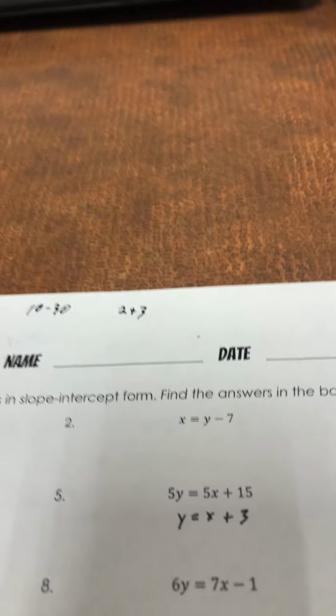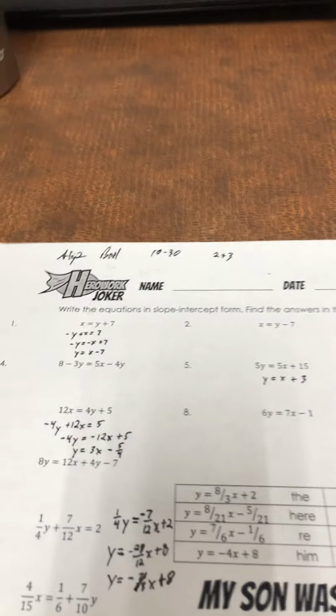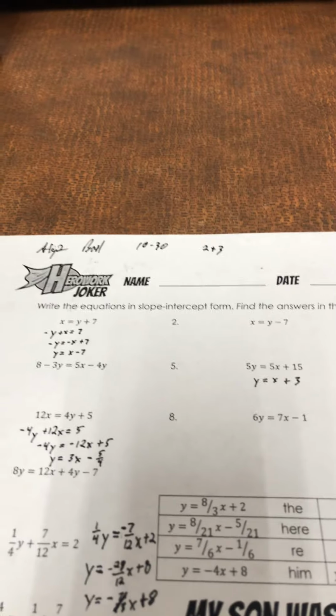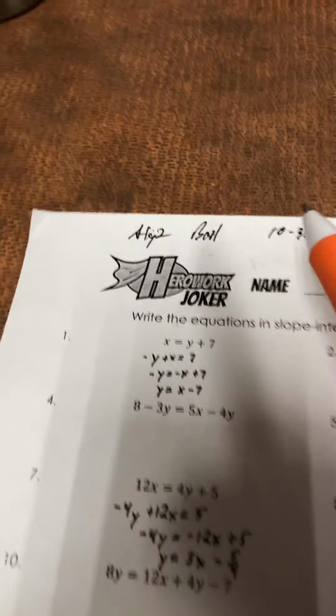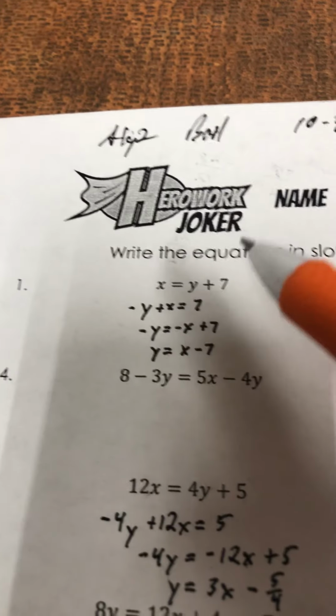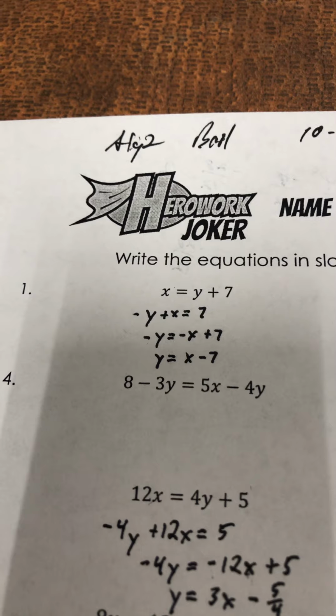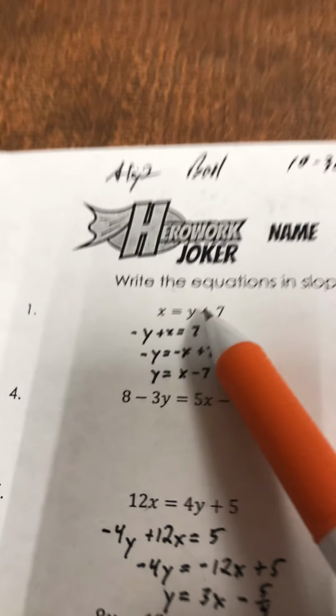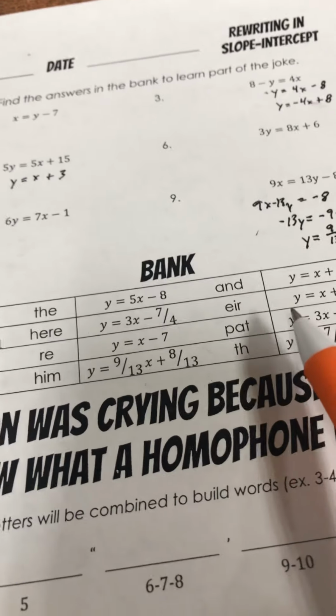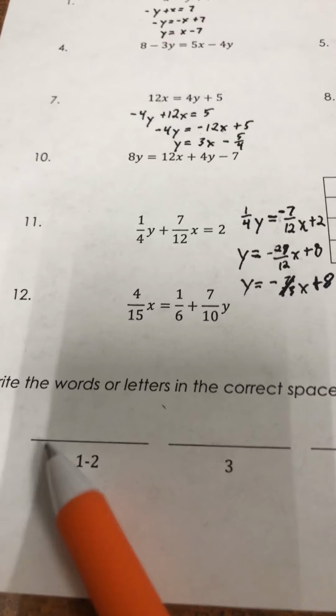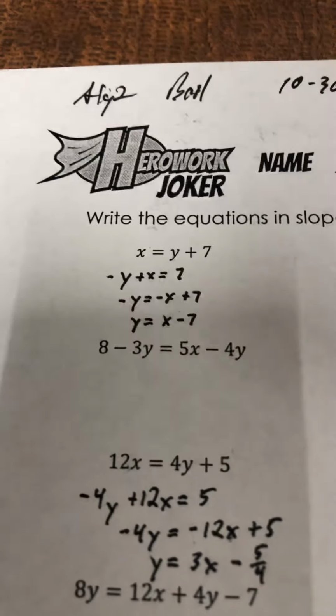We are looking at this little puzzle here, rewriting in slope-intercept form, and I'm going to take you through the odd ones for this exercise. Whatever answer you figure out, you find it here and you put it down here in these slots. So let me take you through these.